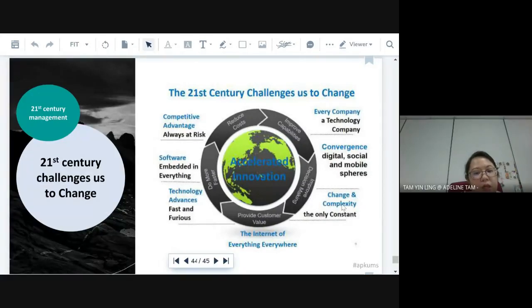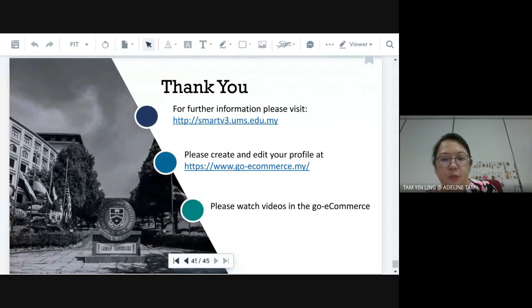And then every company has to change and to be more complex. Okay, remember the complexities, and then the internet everywhere and everything. Technology advance, we have to change, keep on understanding what changes, software and competitive advantage. So these are something that force us to continue to change. All right, so this is about the management. This is the last part of management.